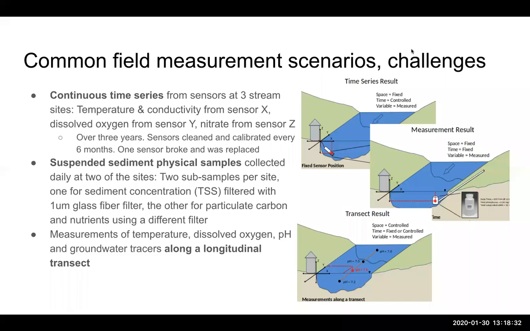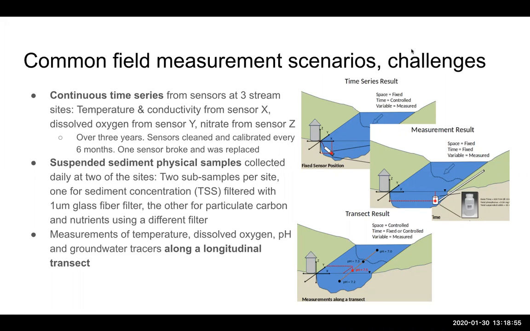So for example, I'm going to illustrate this with a scenario of a research study where you're collecting continuous time series from sensors at, let's say, 3 stream sites in your reach, and you're collecting temperature and conductivity from sensor X, dissolved oxygen from sensor Y, and nitrate from sensor Z. So you've got data from 3 different sensors that have different characteristics.